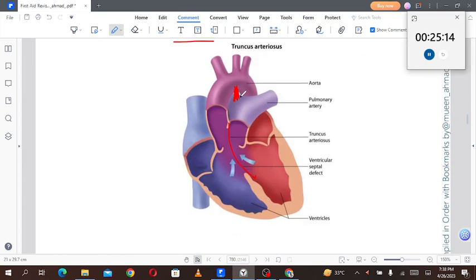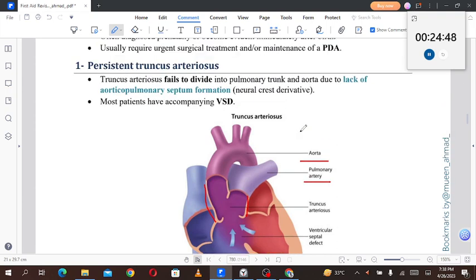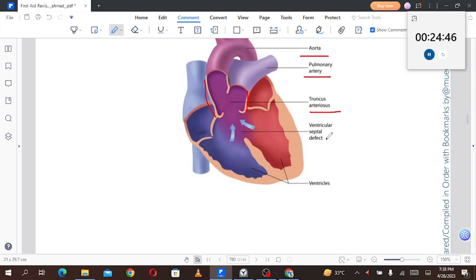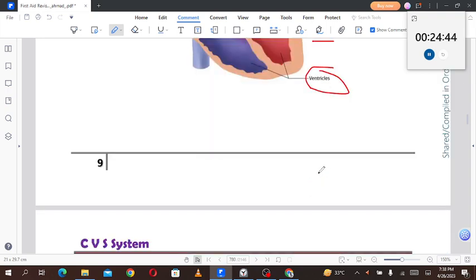So here you can see a persistent truncus arteriosus. Pardon me, actually I was trying to teach something else. Okay, so here you can see the aorta and pulmonary artery, and both of them at the base are connected to both the ventricles. So there is VSD, and along with that there is a common trunk that is going to form the aorta as well as the pulmonary artery. So the blood is going to the common trunk and then moving in certain directions. That is why it is a cyanotic condition. Truncus arteriosus over here, then ventricular septal defect, and then we have the ventricles.